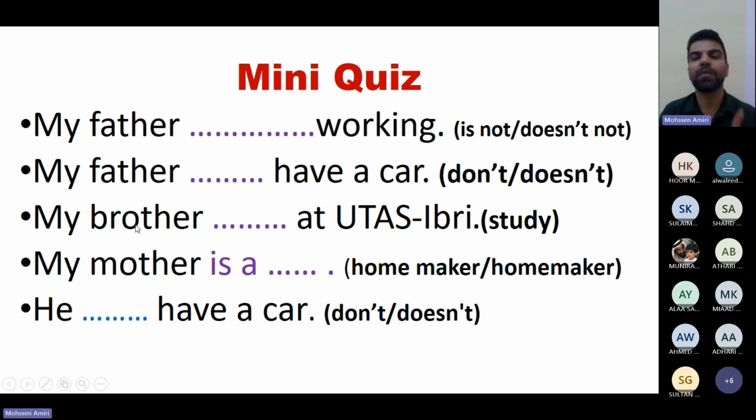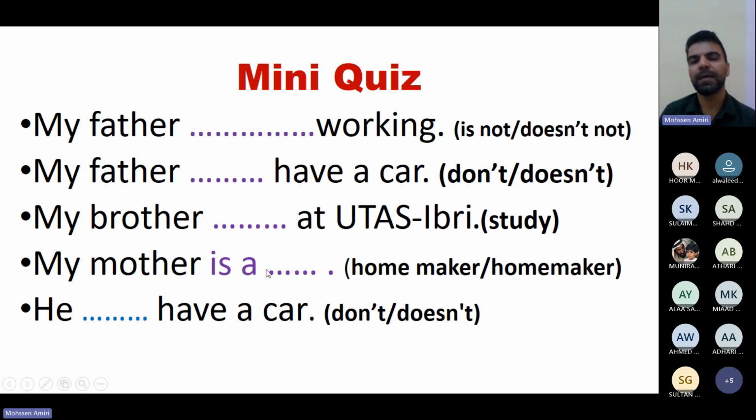Now, this one, my brother. Should we put ing, ies? What do we have to do? The verb is study. Studied. So, studied. Yes. Studied. Studies. Very good.